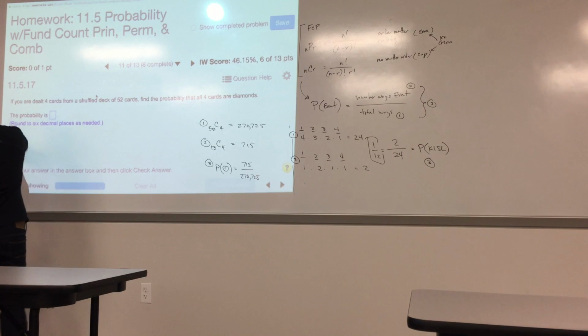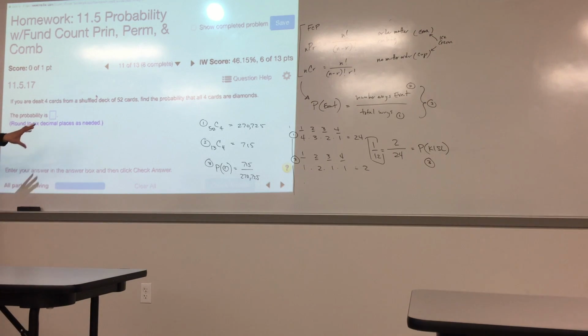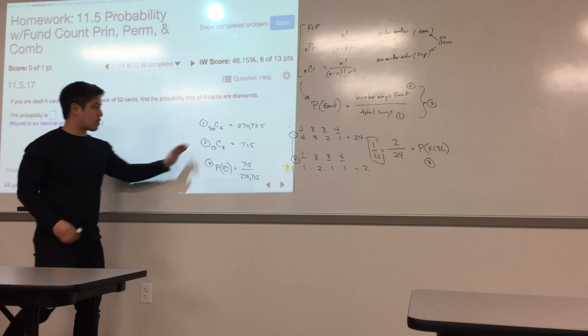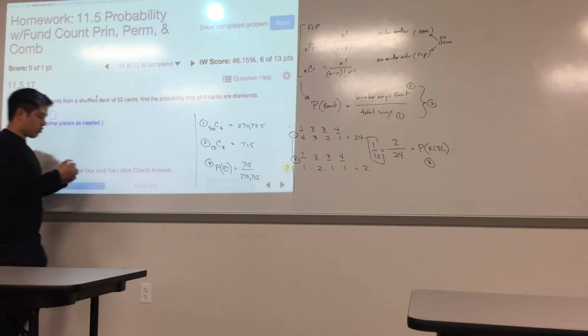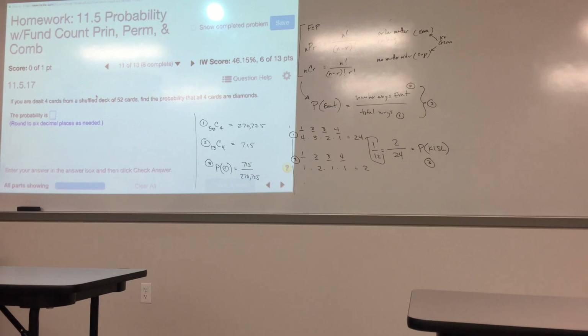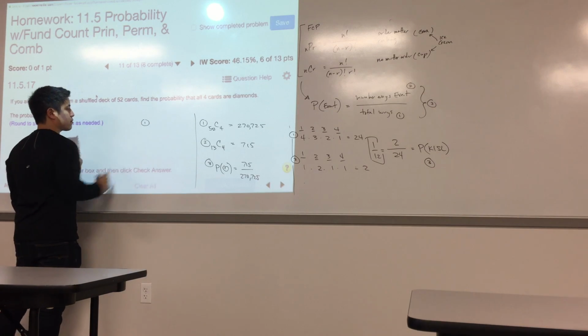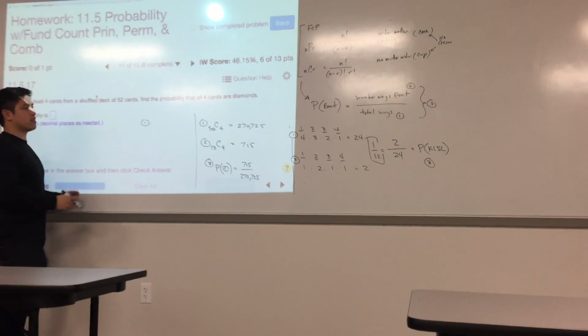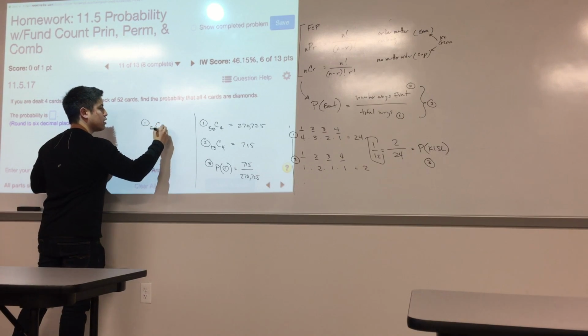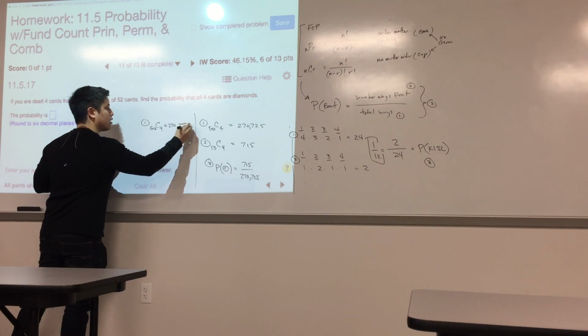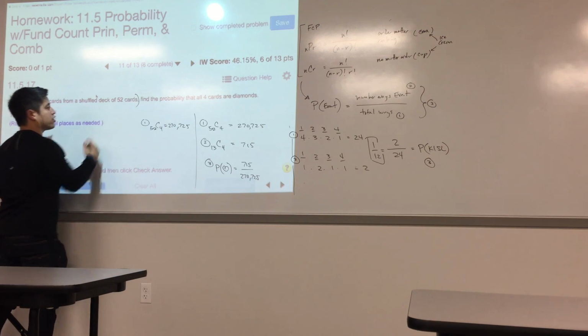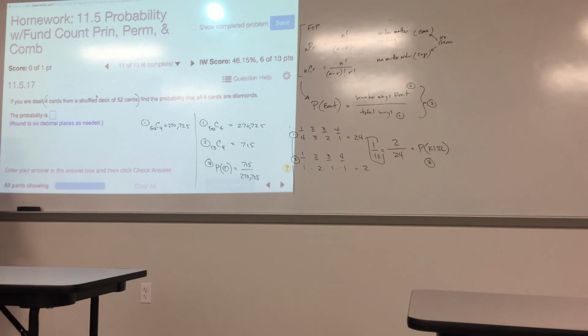Let's do this next one. Let's see if you can do this one all by yourself. It's just like what we just came from, so I'm going to leave this here. Okay? Let's see if you can get the right answer. Here we go. If you are dealt 4 cards from a shuffled deck of 52, stop. Do we already know step 1? What's the answer for that? 270,725. Exactly. It's exactly what we just got. The answer is the same. So 4 cards from 52, done. Find the probability that all 4 cards are diamonds.